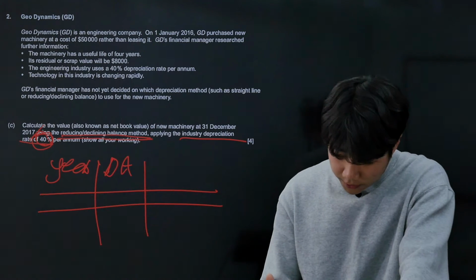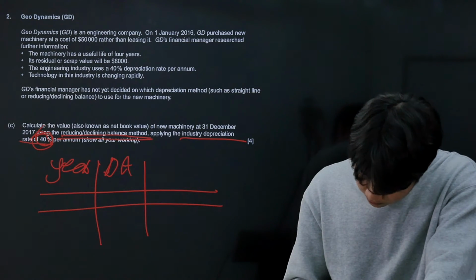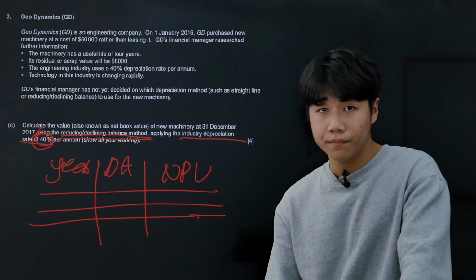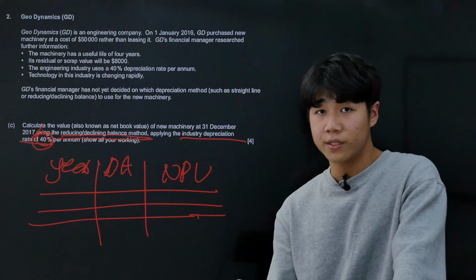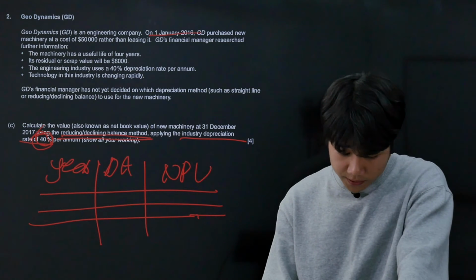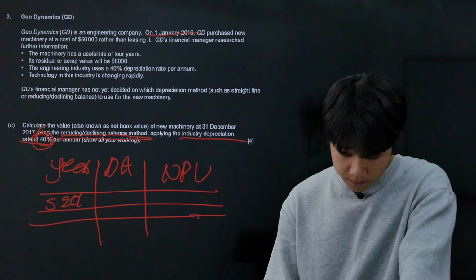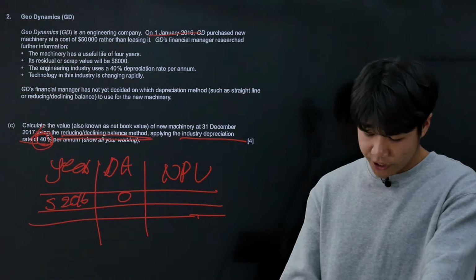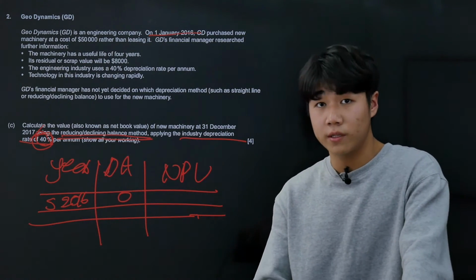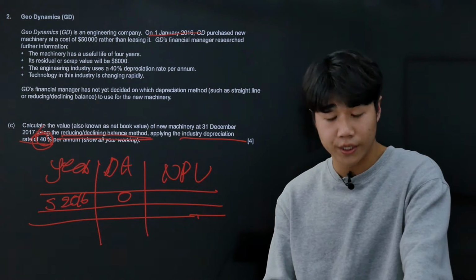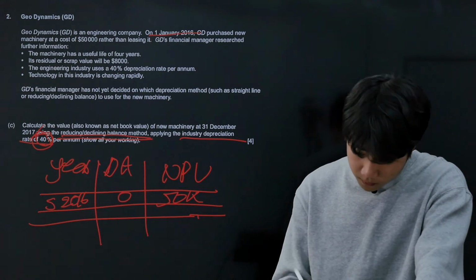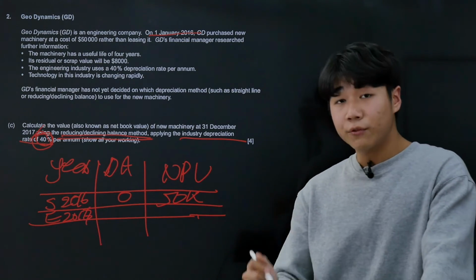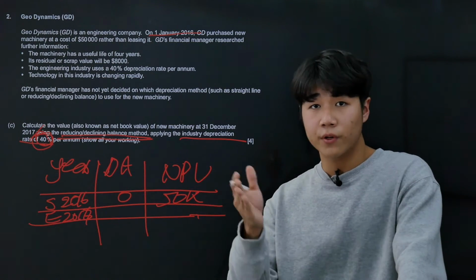Then we have the net present value column. Then here, when did we purchase the machine? 1st of January 2016. I'll just put it as start of 2016. And the depreciation allowance would be 0 because the machine has not been depreciated yet. The net present value would still remain the same as the original cost, which is 50K. So, the end of 2016, let's say the machine has been used for the whole year.